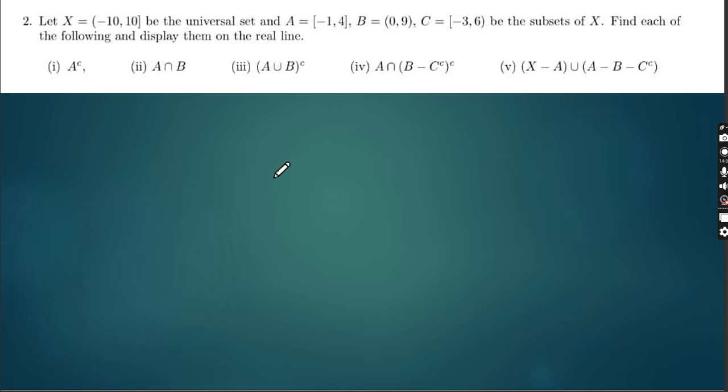Let's do A union B complement. I want to solve all the questions on this question 2. Then I'll give you question 3 as your assignment, which you are going to answer on your own. Then you are going to send me answers on WhatsApp.